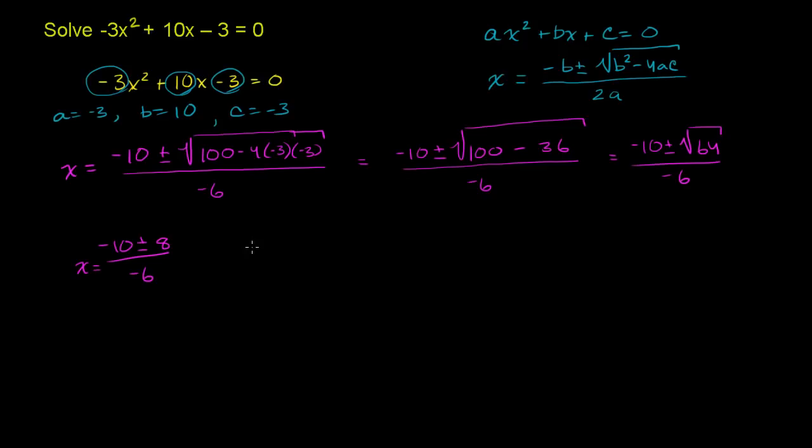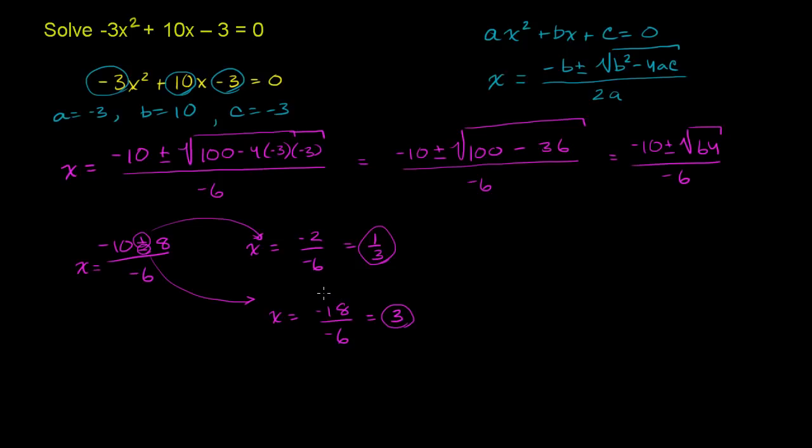So if we take the positive version, x could be equal to negative 10 plus 8, which is negative 2, over negative 6. That was taking the plus version. And negative 2 over negative 6 is equal to 1/3. If we take the negative square root, negative 10 minus 8, x is equal to negative 18 over negative 6. Negative 18 divided by negative 6 is positive 3. So the two roots for this quadratic equation are positive 1/3 and positive 3.